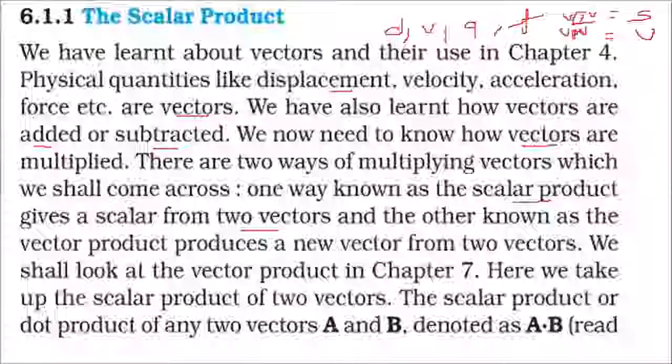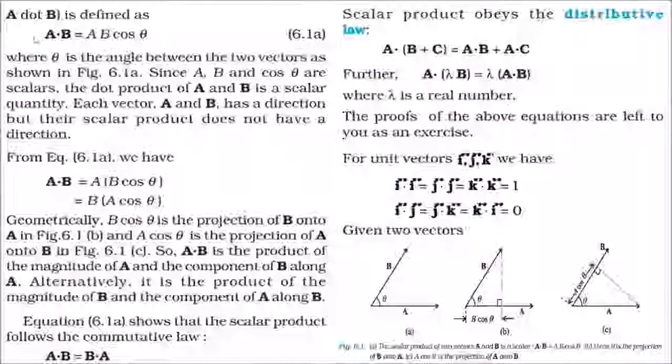So the dot product of any two vectors, say A and B, is denoted by A dot B. And this simply means A dot B equals AB cos theta. What is this AB cos theta? See, this is A and this is B, and this is the angle theta between these two vectors. So what is the component of B on A? It is B cos theta. So A into B cos theta.